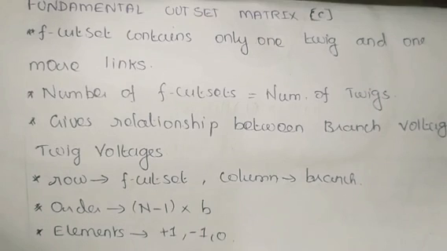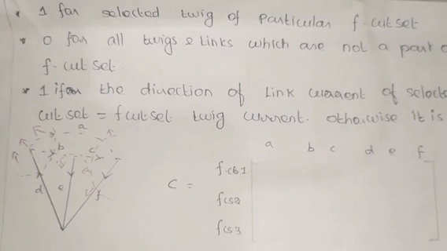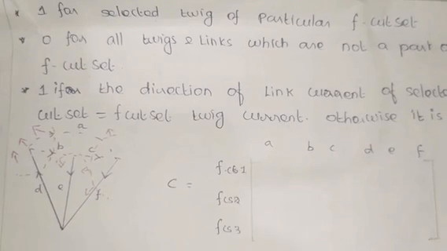The elements of our matrix are the same as in the previous matrices: +1, -1 and 0. The element is 1 for the selected twig of a particular fundamental cut set, 0 for all other links and twigs which are not part of the fundamental cut set, and it takes the value +1 if the direction of the link current of the selected fundamental cut set is the same as that of the fundamental cut set twig current. Otherwise, the value will be -1.